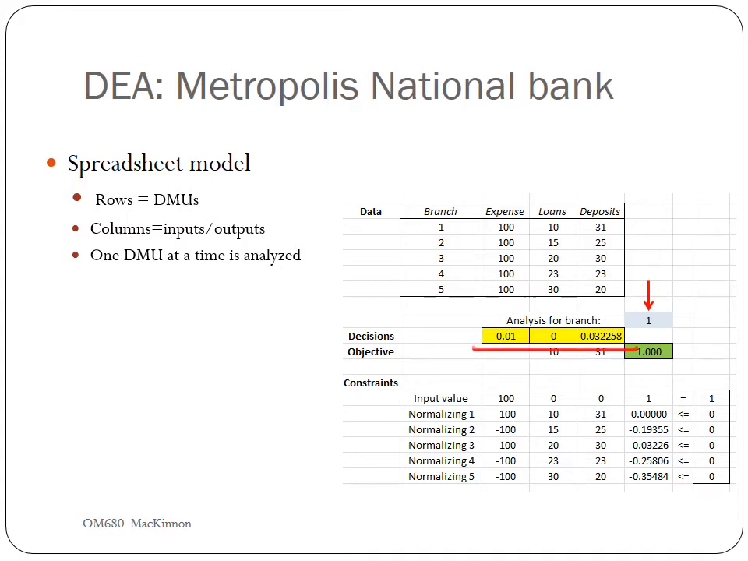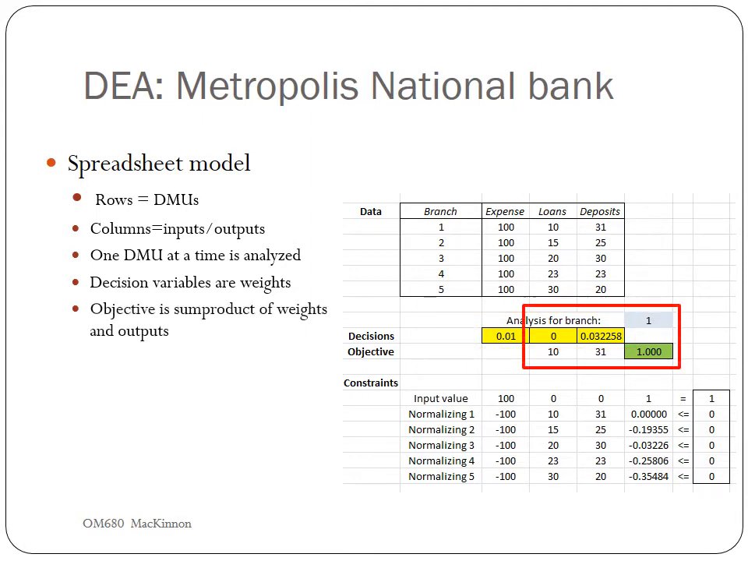The decision variables are the weights. These are the weights that we're going to assign, or actually, as you can see, they are yellow. These are our decision variables, and Solver will determine the weights for these variables. It's going to find the set of weights that will give this the absolute best efficiency that it can. The objective is the sum product of the weights and the outputs.